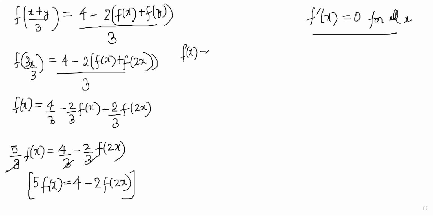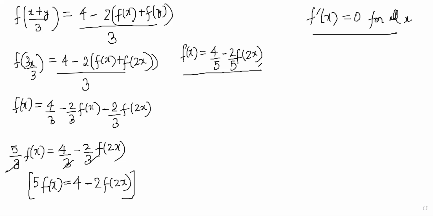f of x is coming as 4 by 5 is 2 by 5 f of 2x, and if I had put something else, can I put some other value to get some f of 2x somehow? To get f of 2x, what do I have to put? y is equal to 5x. Yes, y is equal to 5x. If I put that, I will get 2fx this side, and that will become f of x plus f of an unknown variable, a new variable will come. So I will not do that.